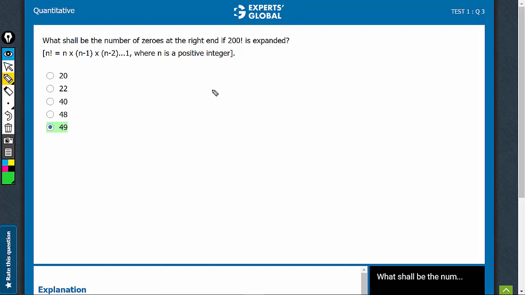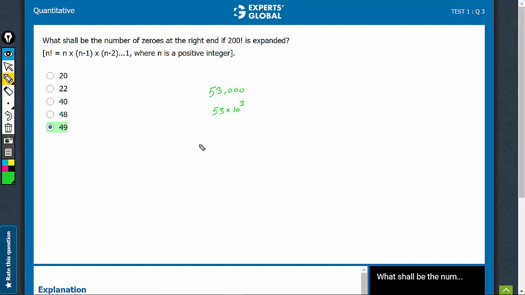The number of zeros at the end basically means the highest power of 10 in a number. For example, if you have a number such as this, there are 3 zeros at the end because this number has a 10 raised to power 3 in it. So in simple words, the question is asking: what is the highest power of 10 in 200 factorial?